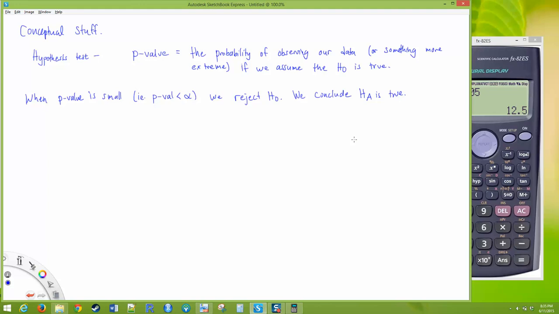Okay, so maybe I can say we reject the null or we accept the alternative, those two go hand in hand. And then we say we have evidence to support the alternative, or we have evidence to reject the null. Those are also fine to say.